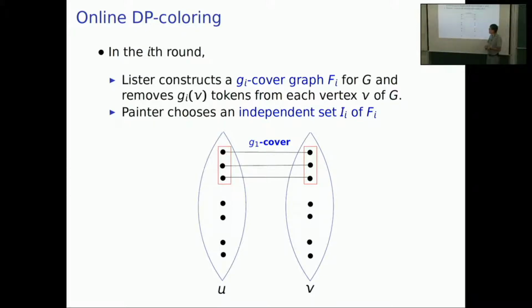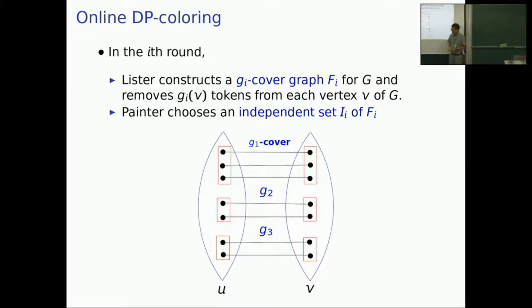But in DP coloring, we give the whole matching at once, right? In the online version, we give only some part of the matching. We hide the other matching. So in the first round, the lister gives only this part. Later, in the second round, the lister gives only this. In the third round, the lister gives only this part. So we give just a partial matching, and then the painter wants to select an independent set.